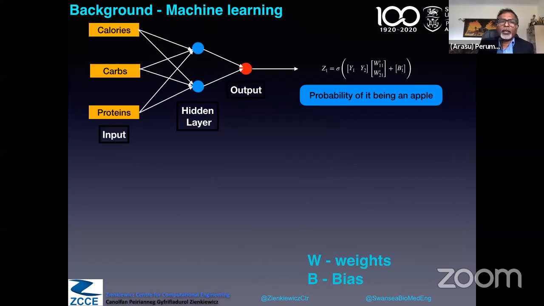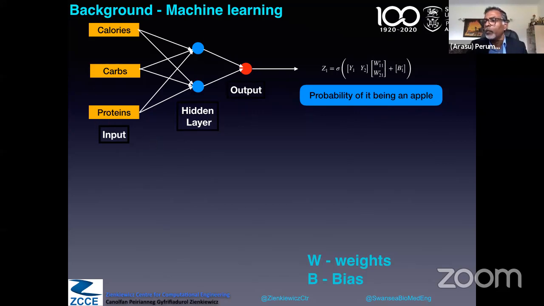Neural networks are nothing really complicated. So here is a good and simple example. I have calories, carbs, and proteins of, say, for example, an apple, but I did not know whether that's an apple or not. So I am trying to figure out: with 100 calories, a few grams of carbs and a few grams of proteins, can I find this as an apple?